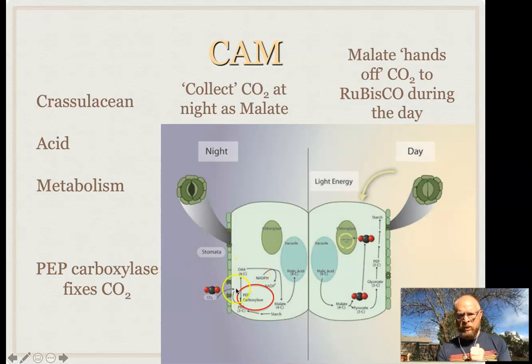So PEP carboxylase reacts with CO2 at night and then stores the product as malic acid, or malate. And it stores it in a compartment within the cell called the vacuole. Then in the daytime, the stomates actually close, and the plant then uses the light energy and pulls that malate out of the vacuole and then gives it to rubisco.